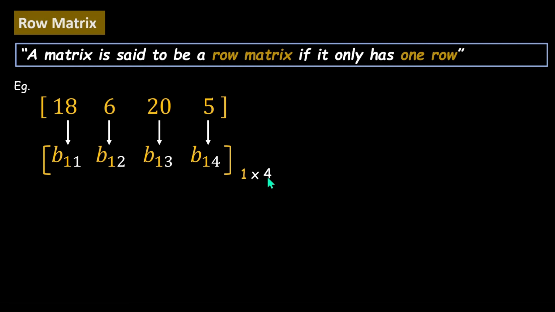And a thing to be noted in a row matrix now is that the row number 1 remains constant because it's a row matrix, whereas the column number goes from 1 to the number of columns, which is 4. To take another example, suppose we have another row matrix.